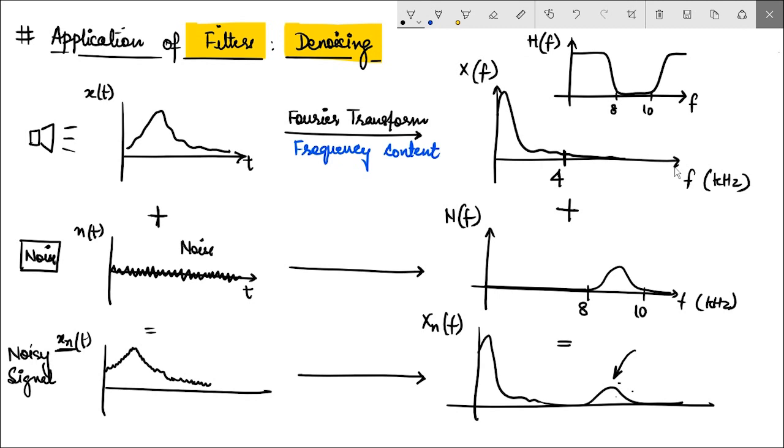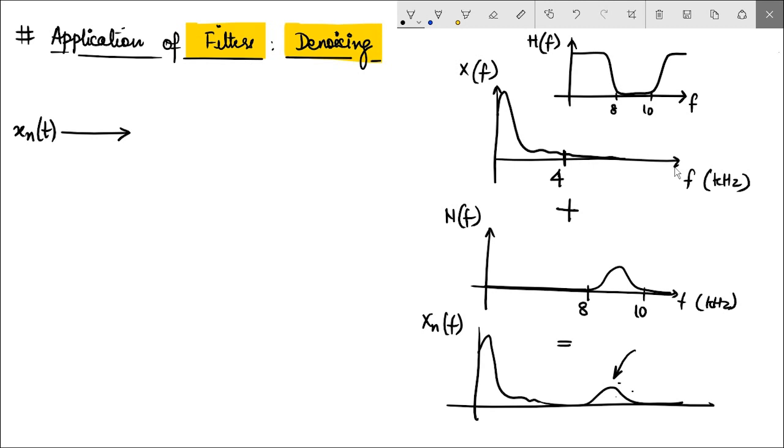Suppose I feed this noisy signal into a system whose frequency response is, say, H of F. This results in a signal called XRT, like the recovered version of X. I'm calling it XRT. We could call it XFT, the filtered version of X.